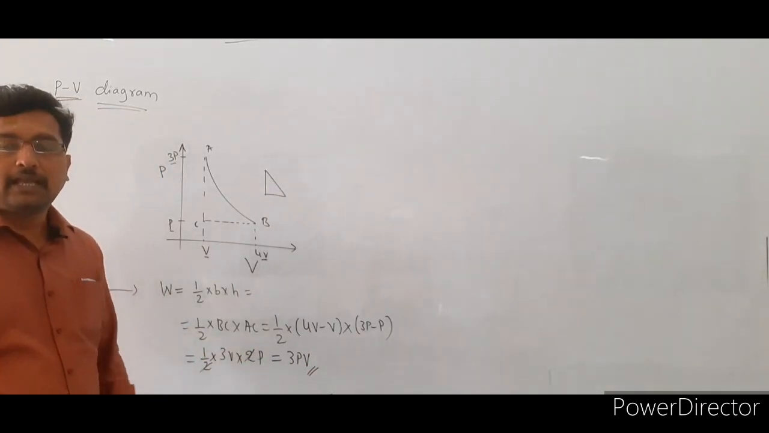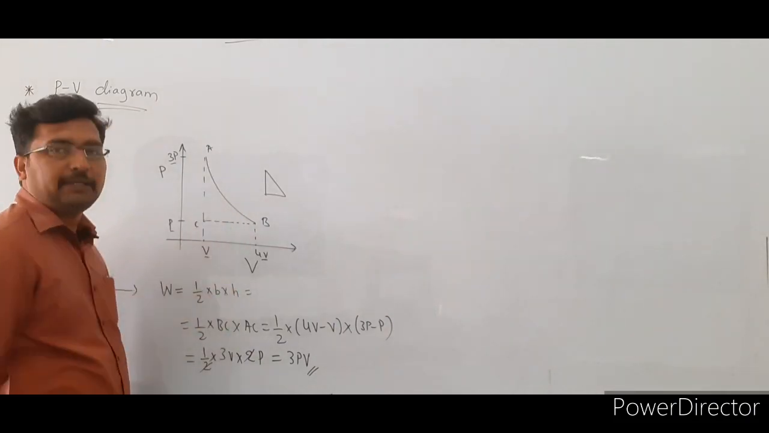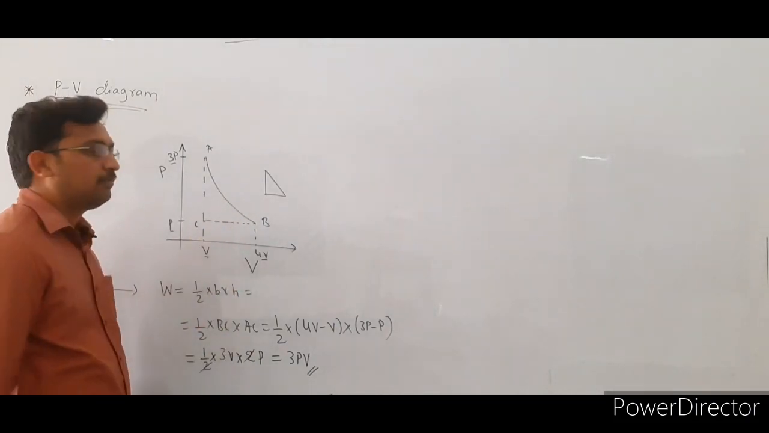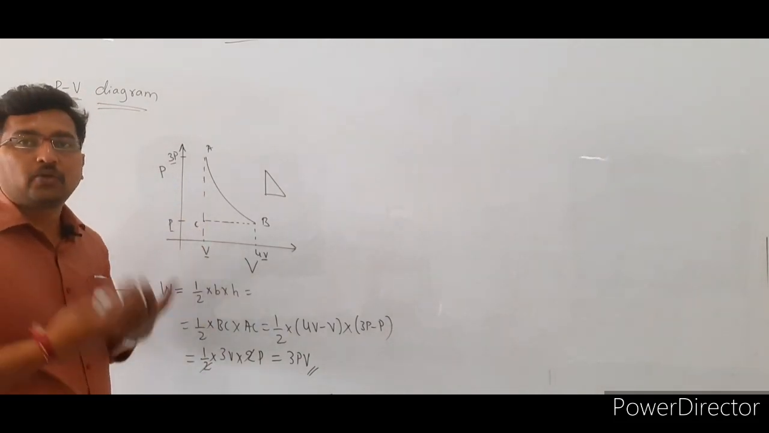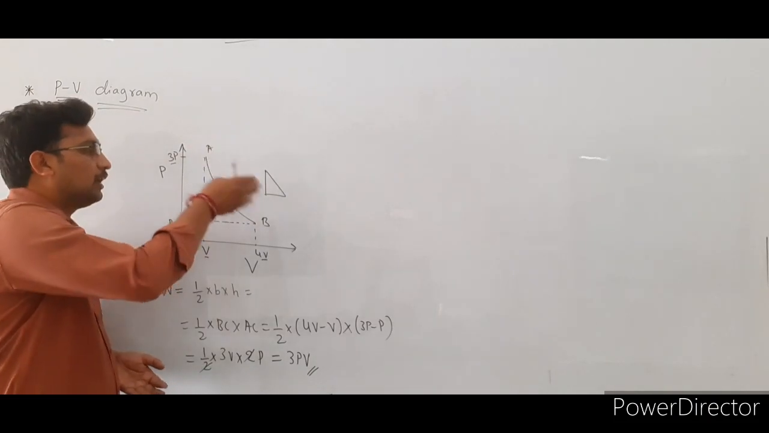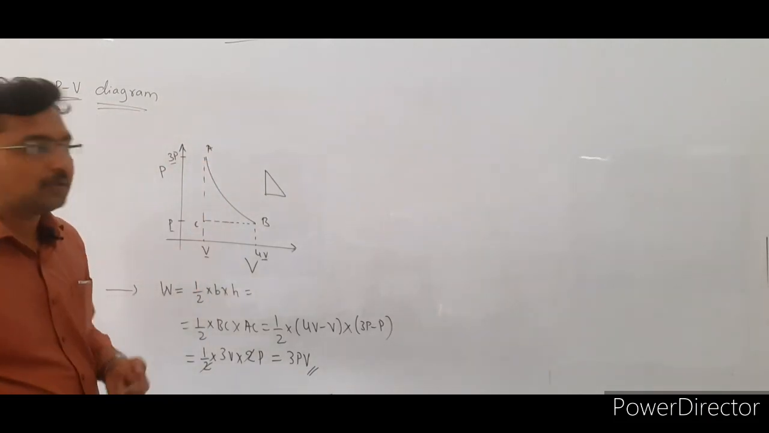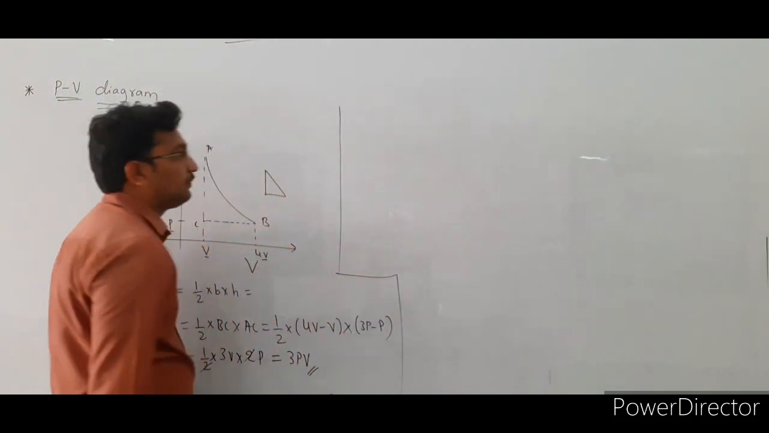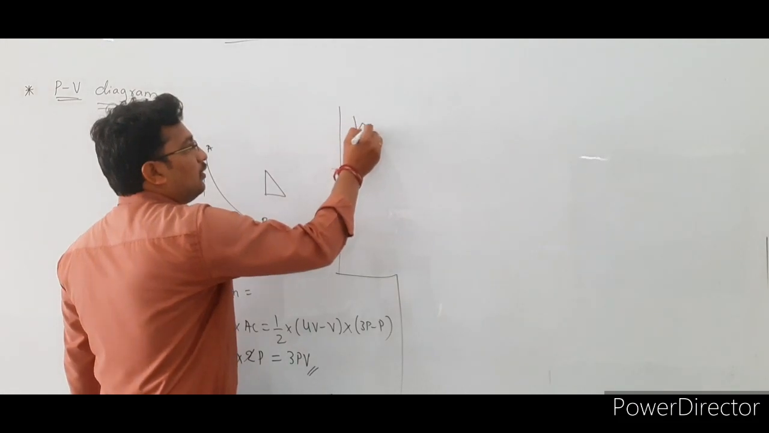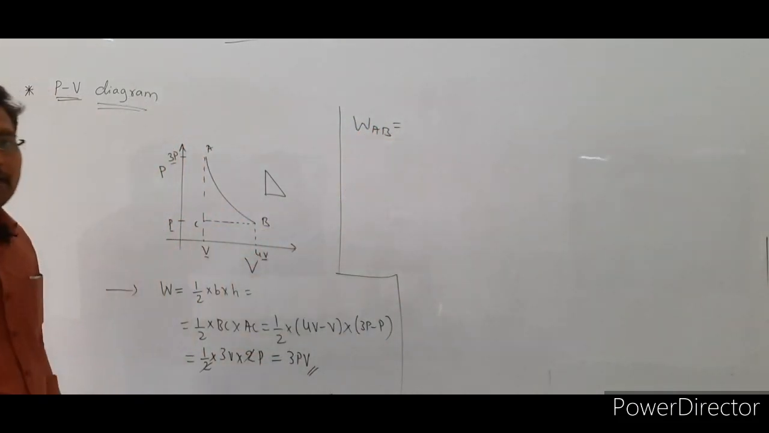This is one method, and the other method is, first we have to find out the work done along AB, after that the work done along BC, after that the work done along AC. The total work done is equal to work done along AB plus work done along BC plus work done along AC. Okay, see here, one more method to calculate the work done. First, we have to calculate the work done along the AB curve.